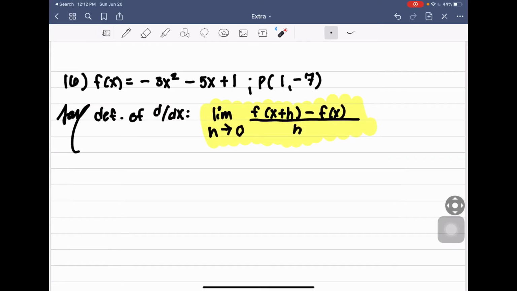Okay, we're going to be doing number 16, which wants us to find the derivative using the definition of derivative of the problem f of x is equal to negative 3x squared minus 5x plus 1 at the point 1, negative 7. Just going back, we know that the definition of the derivative is the limit as h approaches 0 of f of x plus h minus f of x all over h.